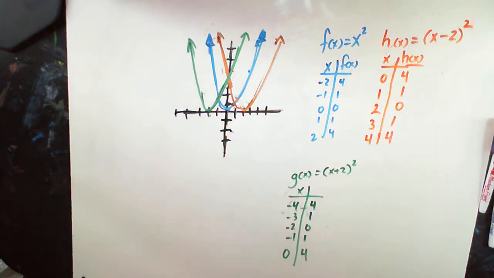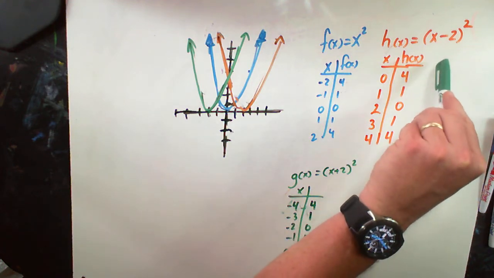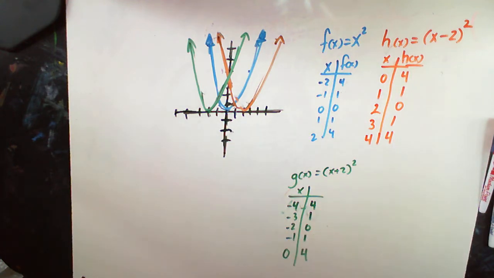So adding to the argument of the function, that is the x, right? That's another word for it, argument. Subtracting from the argument of the function has the result of shifting the function to the right. Adding to the argument of the function has the effect of shifting the function to the left.